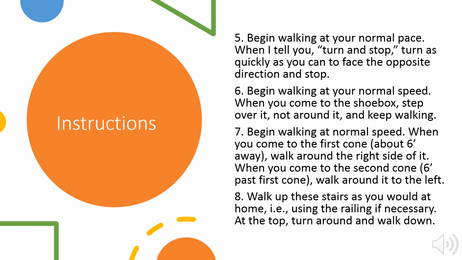For the 6th phase, you'll set up the shoebox before. Tell the patient begin walking at your normal speed. When you come to the shoebox, step over it, not around it, and keep walking. For the 7th phase, you'll set up 2 cones, 6 feet from the starting point and 6 feet away from each other. Tell the patient begin walking at your normal speed. When you come to the first cone, walk around it to the right side of it. When you come to the second cone, walk around it to the left.